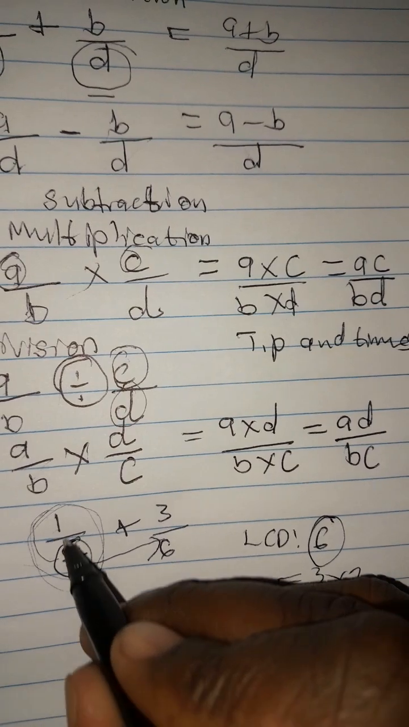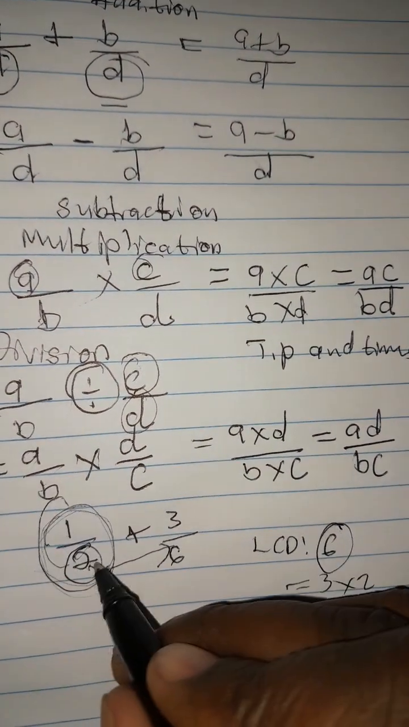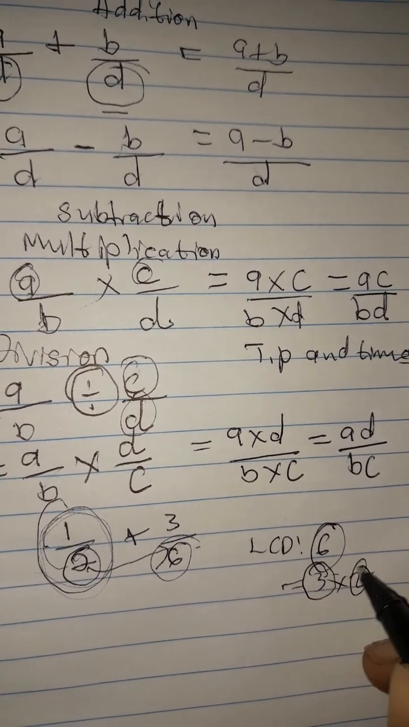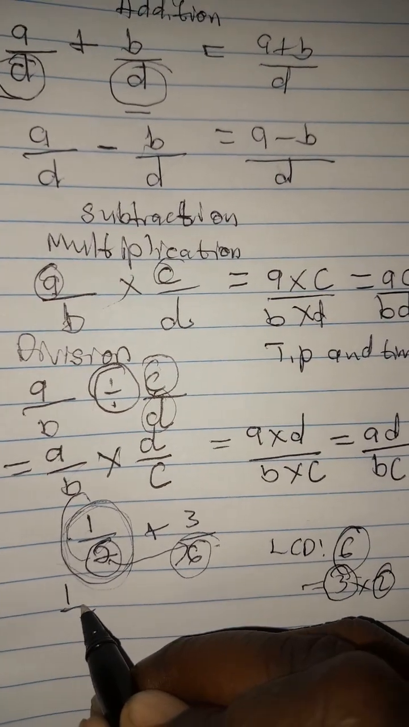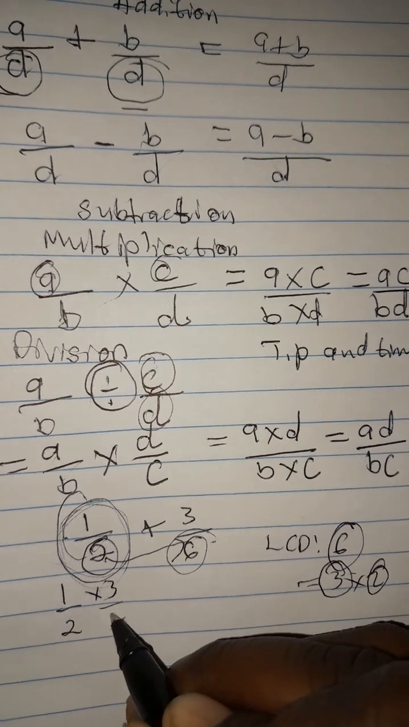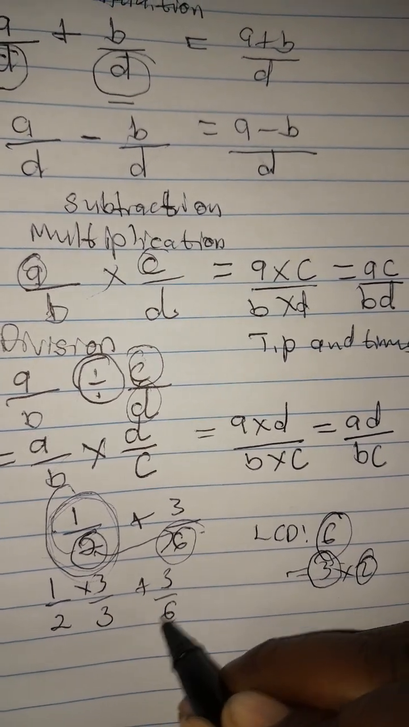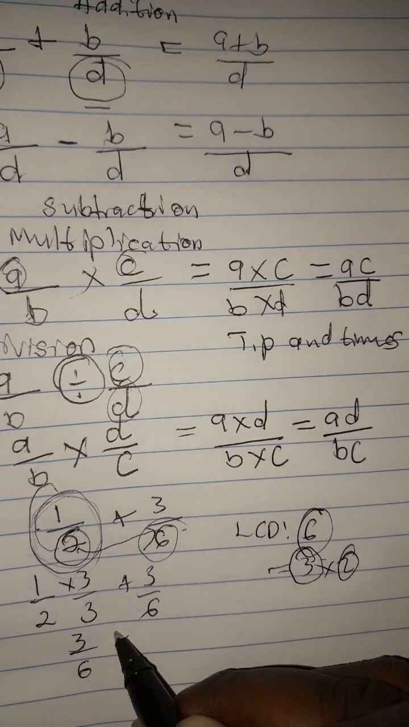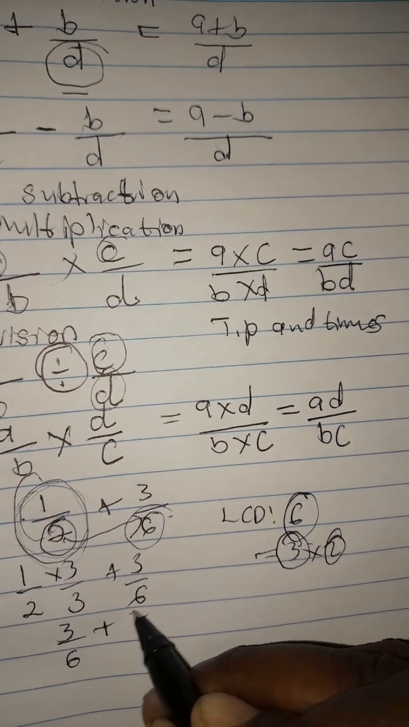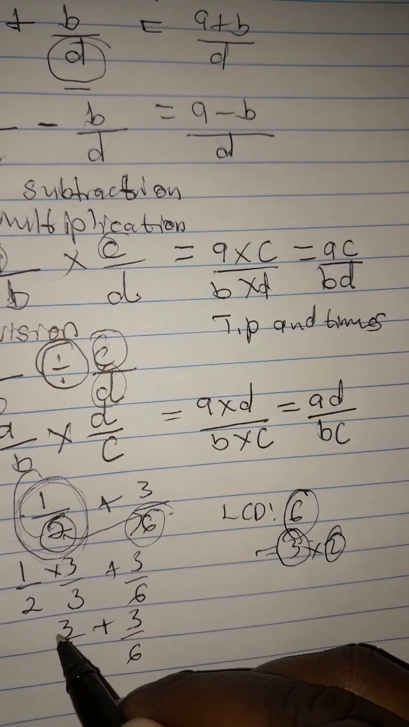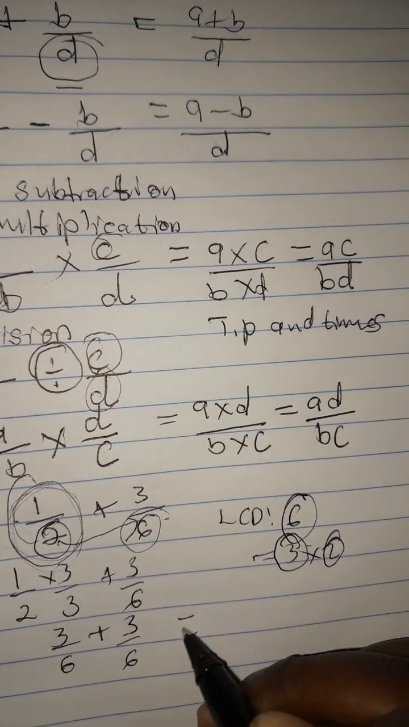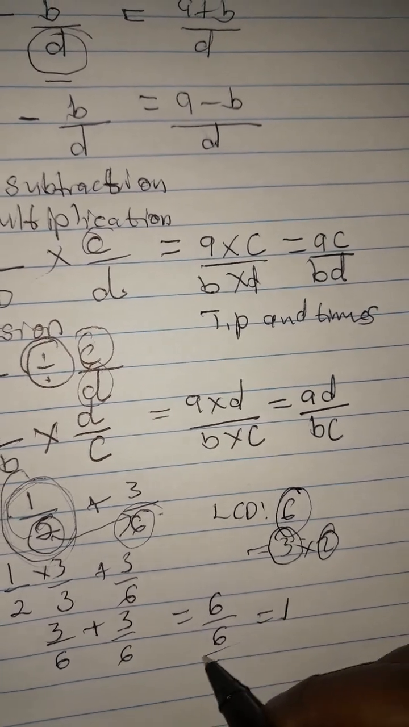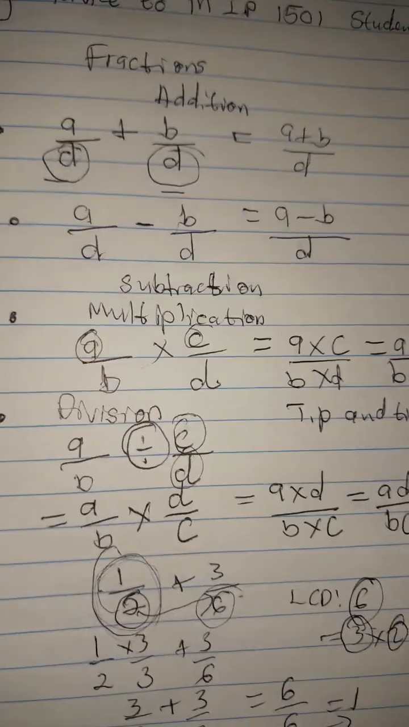So to make the first fraction have the same denominator as this, you are going to multiply by 3 since we have 2. So it's going to be 1 times 3 over 2 times 3, plus 3 all over 6. 1 times 3 is 3, 2 times 3 is 6. Then we have 3 all over 6 plus 3 all over 6. The denominators are the same. Then you're going to have 6 all over 6, which will be 1. So that's how you can use these rules, guys.